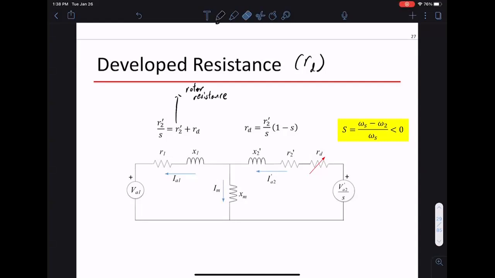So this is the equation to remember. This is the important terminology to remember: developed resistance. You will see many questions that ask what the developed resistance is. These are just basic terminologies.